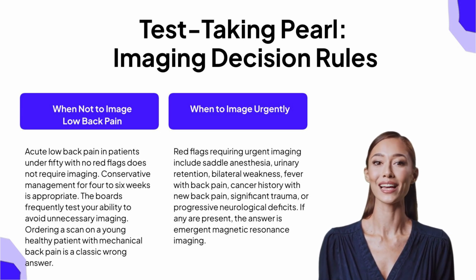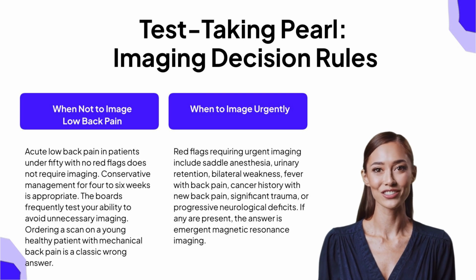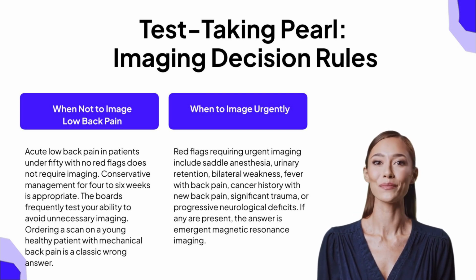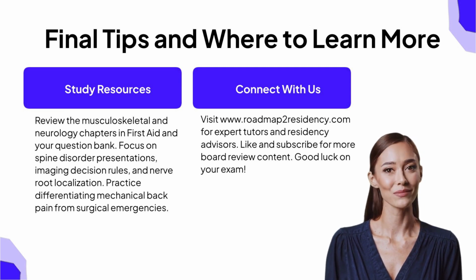This is one of the most high-yield distinctions on the entire exam. The boards want to see that you can tell the difference between benign mechanical pain and a surgical emergency. Master this framework, and you will feel confident answering any spine imaging question. That wraps up our review of spine disorders test-taking strategies for Step 2.